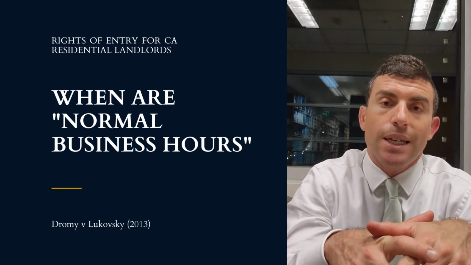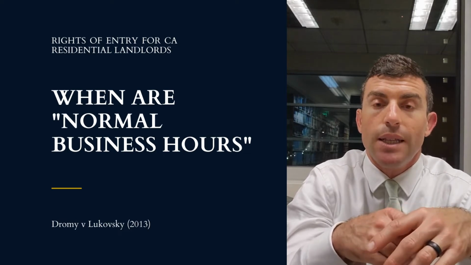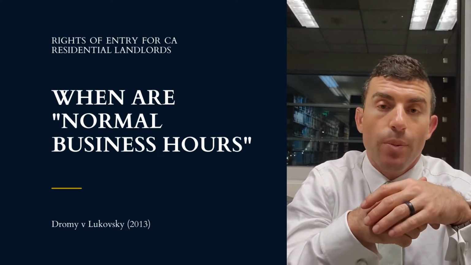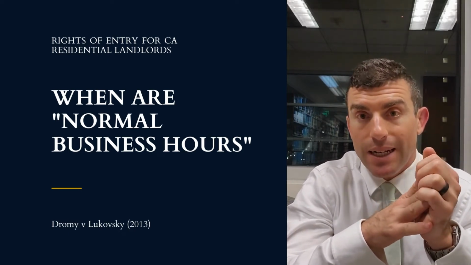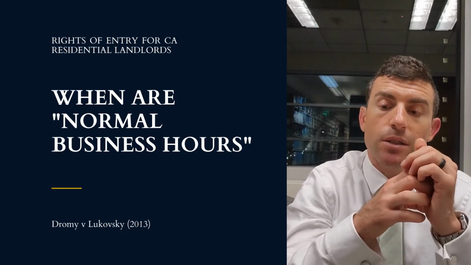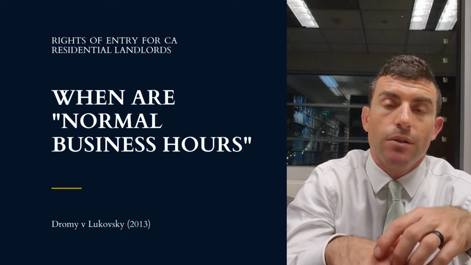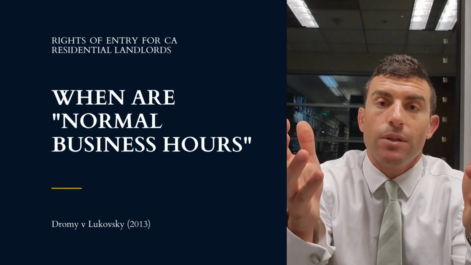So there was a case in 2013 called Dromi versus Lukowski. And in that case, the court found that normal business hours could include open houses twice a month, albeit with safeguards to protect the tenant's personal property from third parties, as well as some limitations on the number of hours that the dwelling could be shown. Right? So it's not an unreasonable amount of showings.